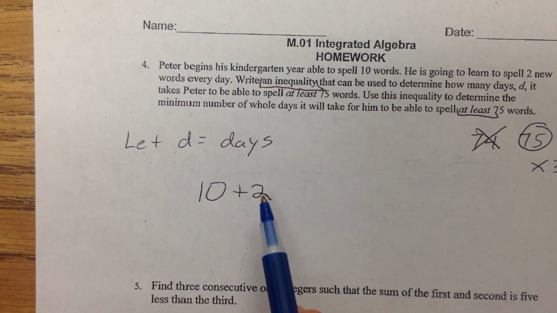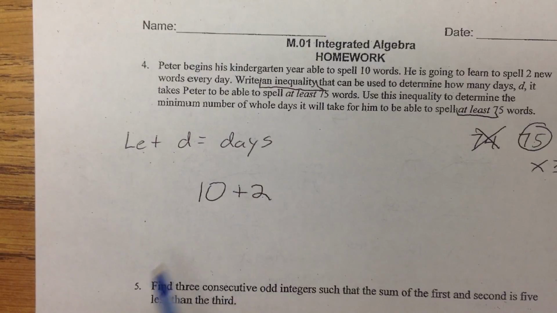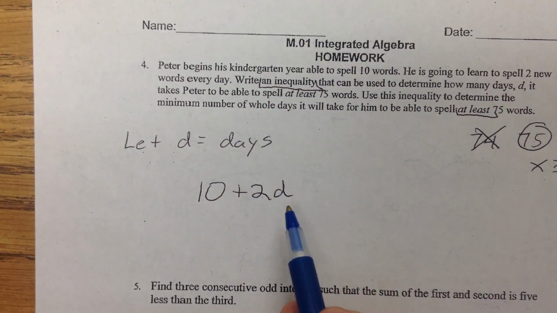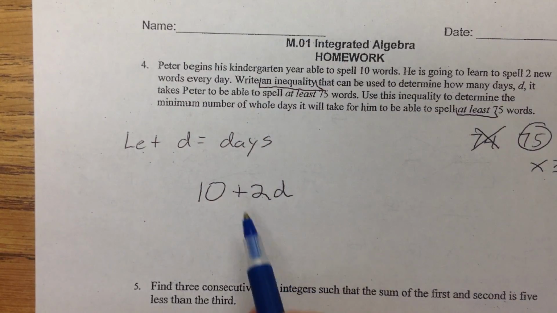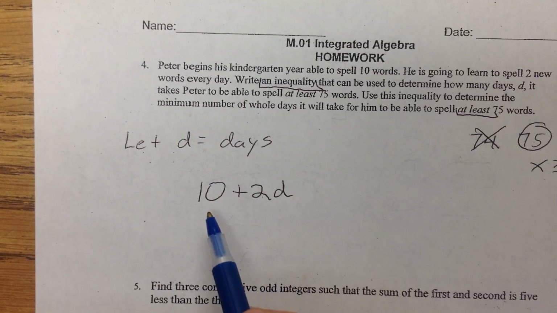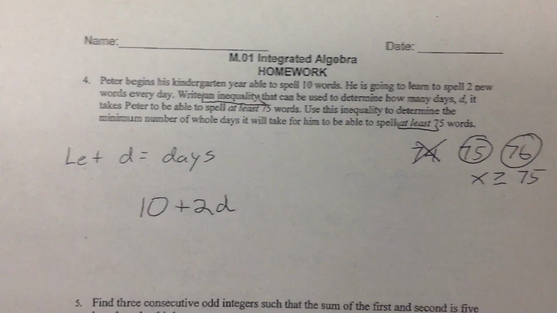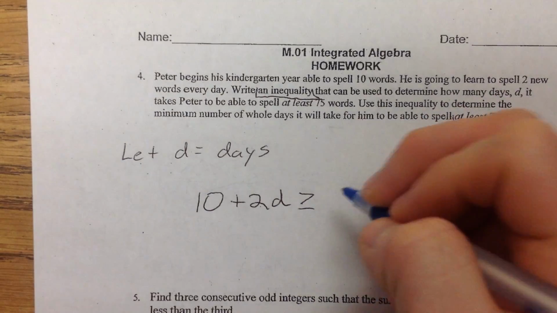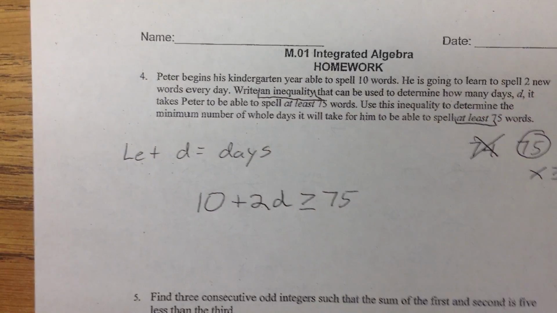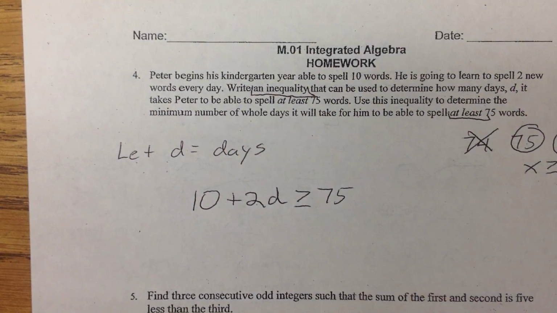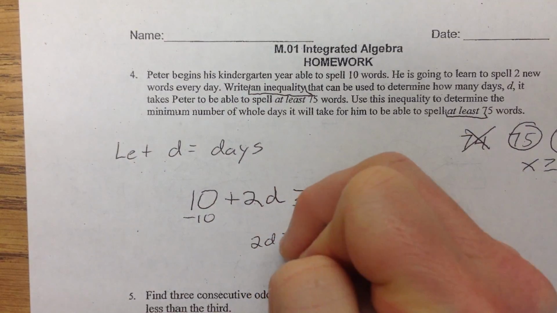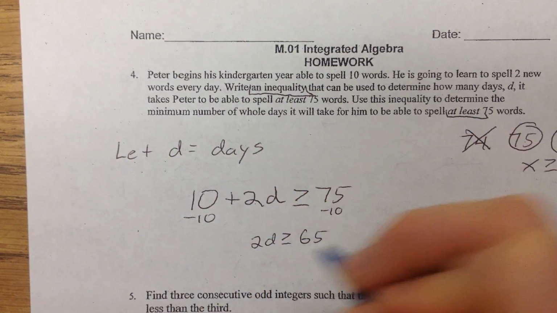Now, if he only did it one day, that would be 12 words. But it's not just one day, it's an unknown number of days. So that's where our D comes in. Again, it's kind of like the price times how many, but instead of a price, we have the words. So 10 plus 2D, then we already said, has to be greater than or equal to 75. Okay, so if we solve this, minus 10, 2D has to be greater than or equal to 65.